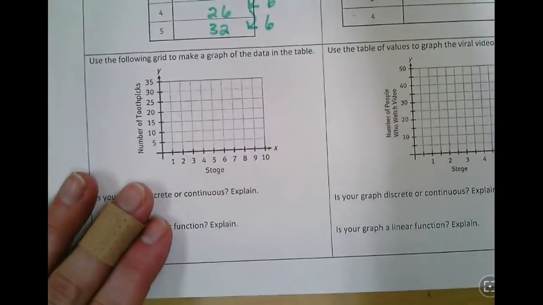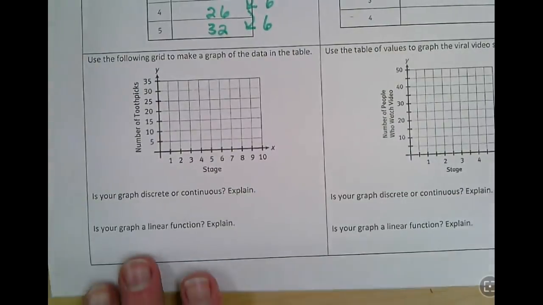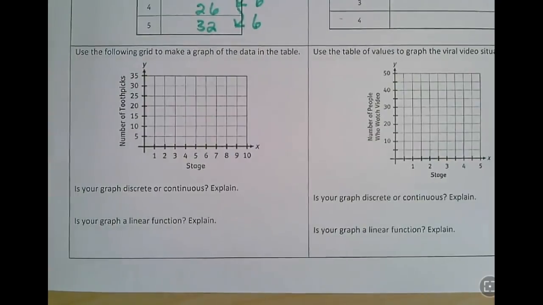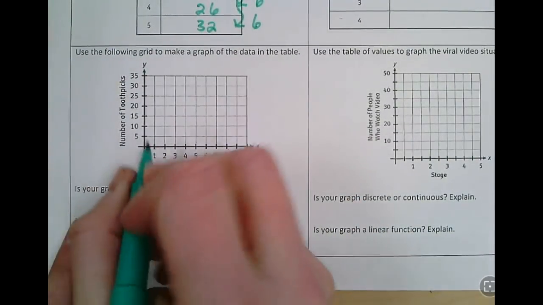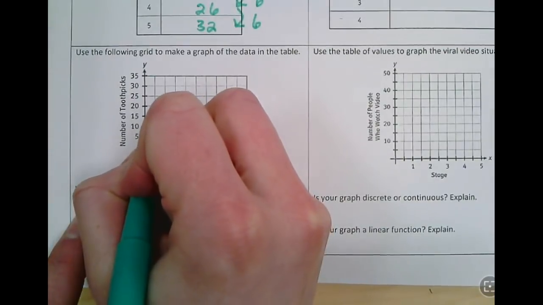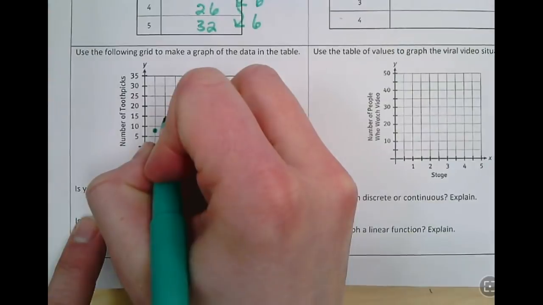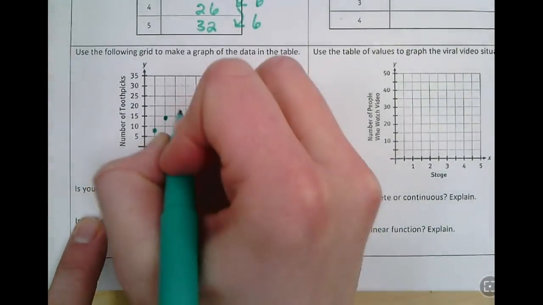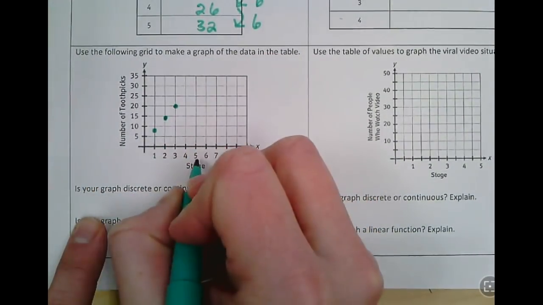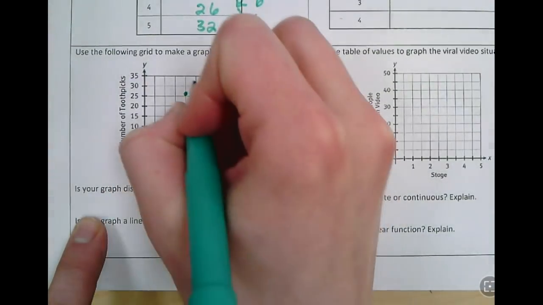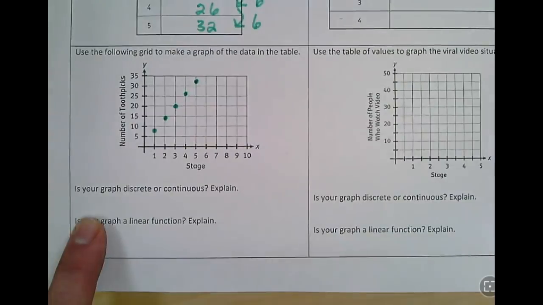So the next one says, use the following grid to make a graph of the data in the table. So here we have our stages, and we notice here on stage 1, we're just going to estimate the best we can because this isn't perfect, but stage 1 we had a total of 8. Stage 2 we had a total of 14. Stage 3 had 20, stage 4 had 26, and stage 5 had 32.